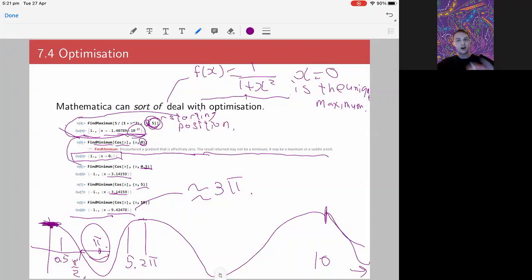Okay, now we've seen how Mathematica can do it. Let's now have a look at how we can do it without using Mathematica. Before we do that, we've got a question or comment. So just give me a second to read this.